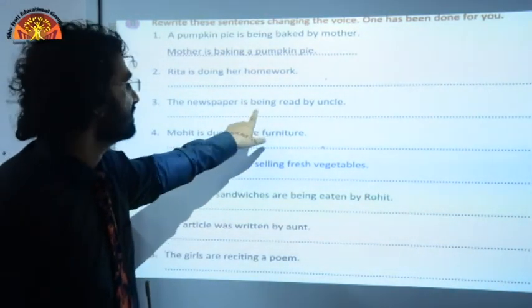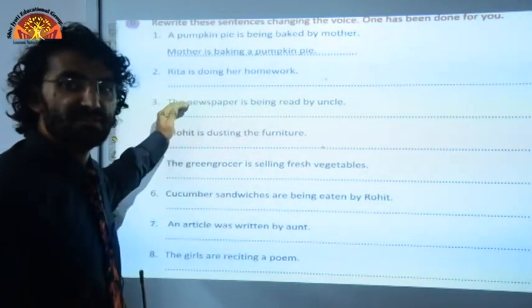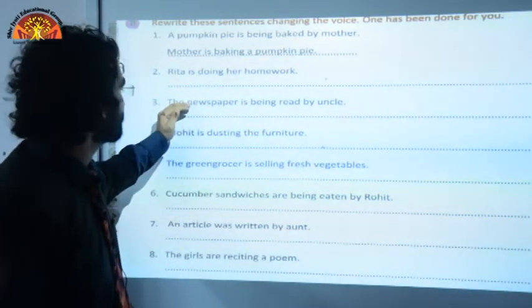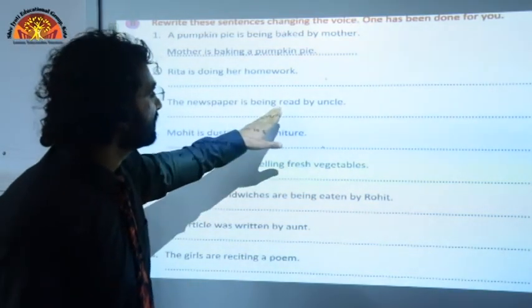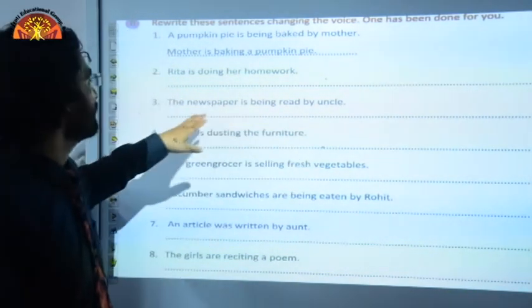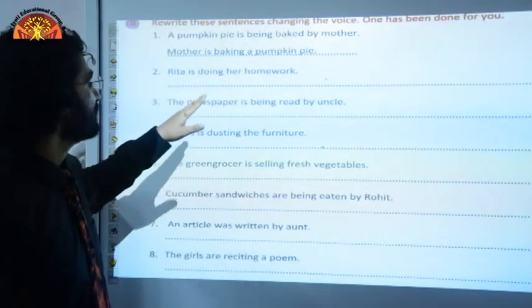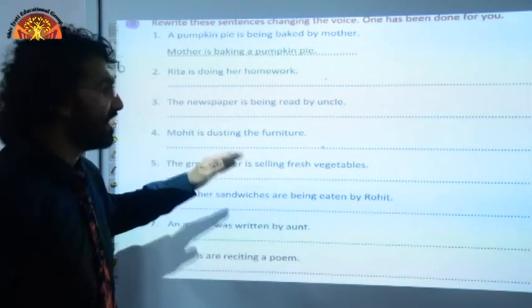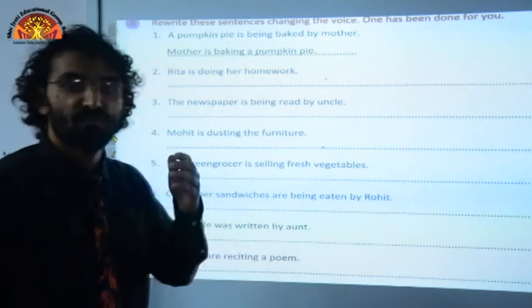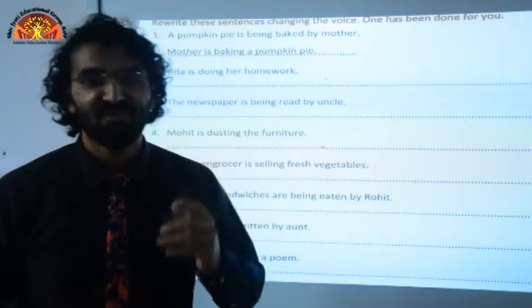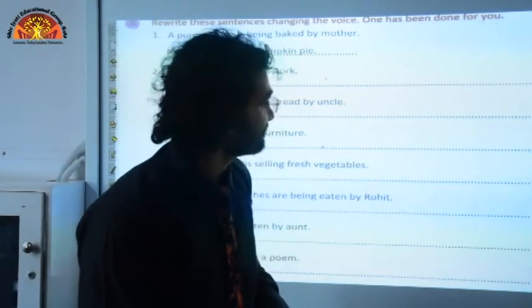Why? See this being here. This is in the passive voice, and we are going to convert it into active voice. The newspaper is being read by Uncle. Uncle is reading the newspaper. Okay, I believe you can do the rest of them on your own. All the best, and if you find any difficulty, I'll be there for you in the live class.